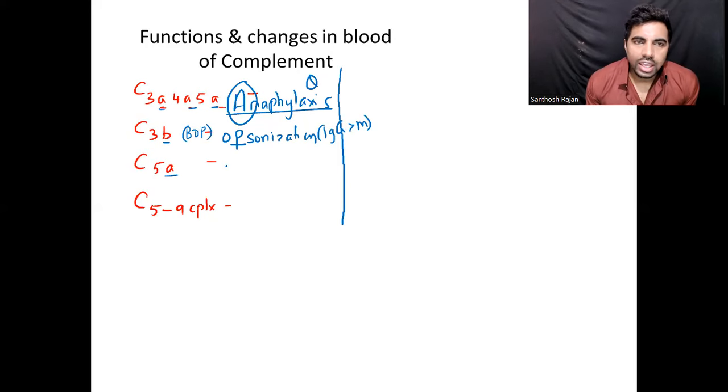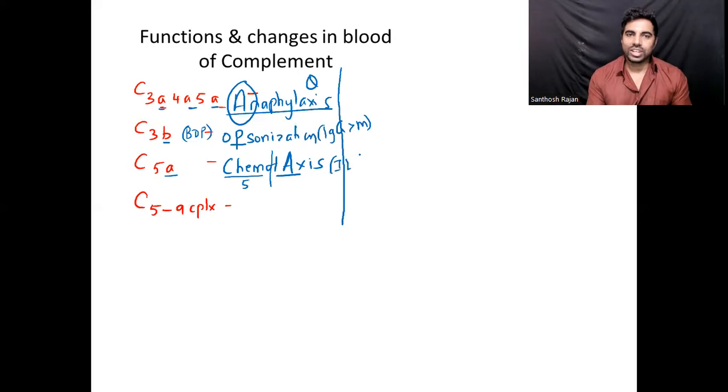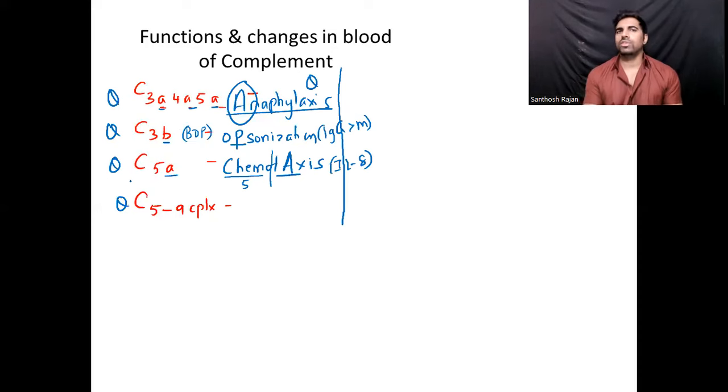C5a. A is chemotaxis. C5a chemotaxis, you have to remember. Okay. Chemo has 5 letters and C5a. Chemo is 5. 1, 2, 3, 4, 5. A for A only. Chemotaxis. Okay. If you remember chemotaxis, interleukin 8 also has an important role. Interleukin 8, I'm also bringing here. So they can ask any question. And these are all very golden questions. These are like golden questions you must know even when you are waking up.